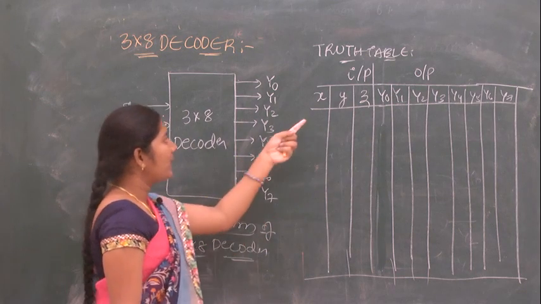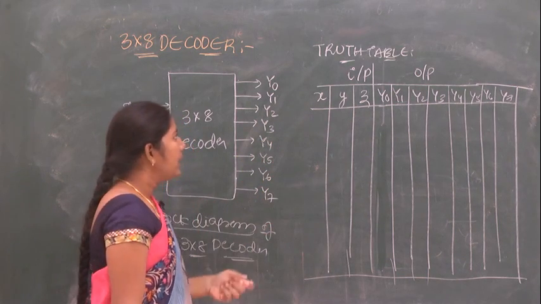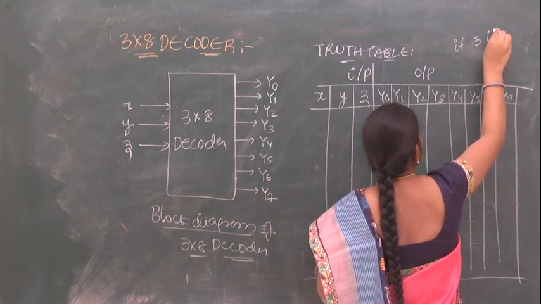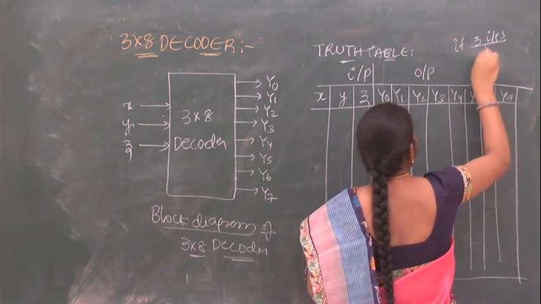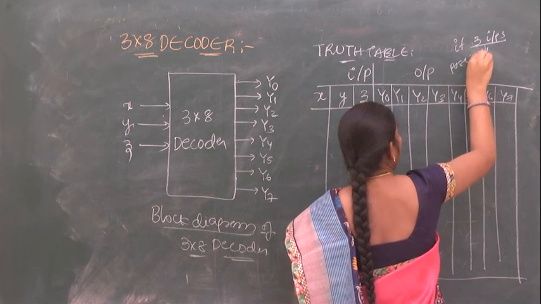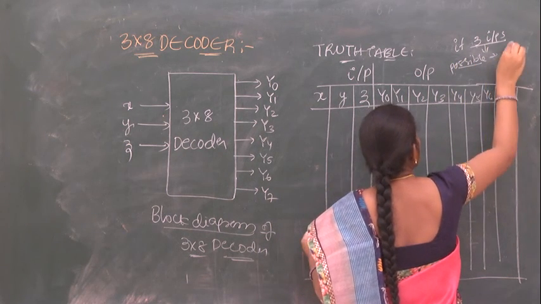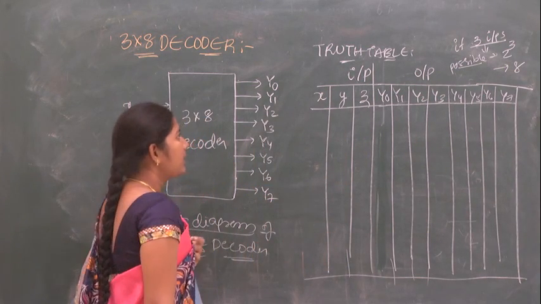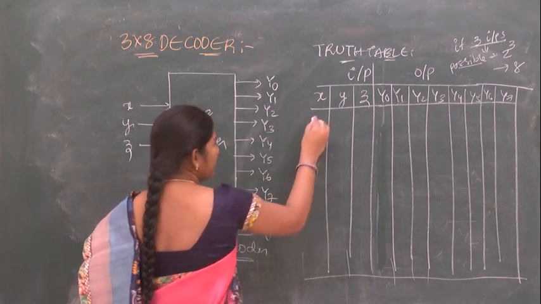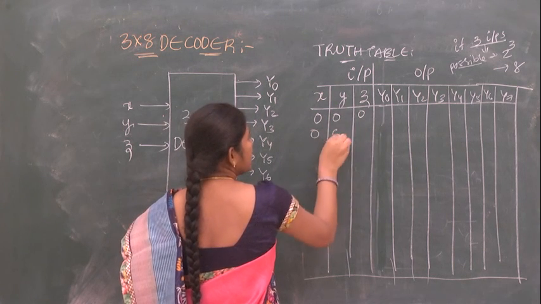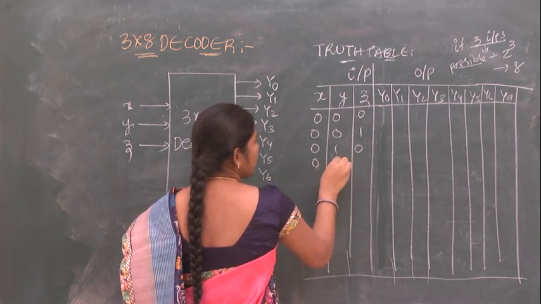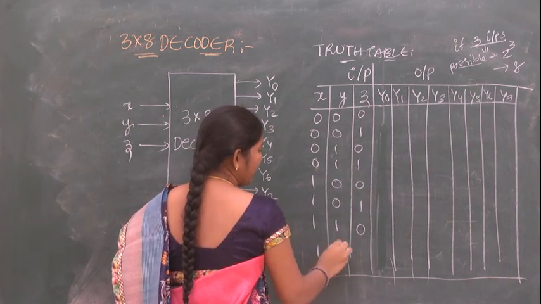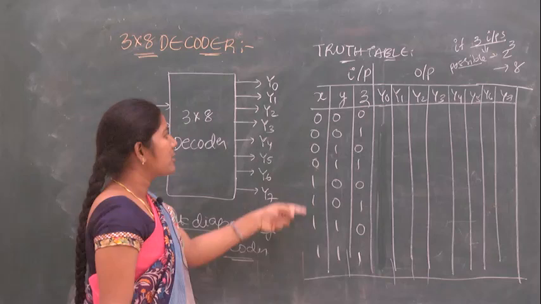Now, as we know, we are having 3 inputs. In a truth table, there is one relation: if you have 3 inputs, then the possible combinations with those 3 inputs is 2 cube, meaning 8 possible combinations are there. Those combinations are 000, 001, 010, 011, 100, 101, 110 and 111. See, 8 possible combinations.